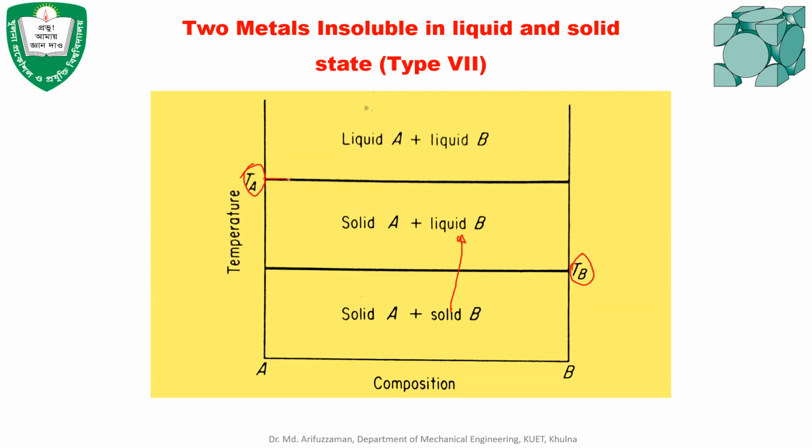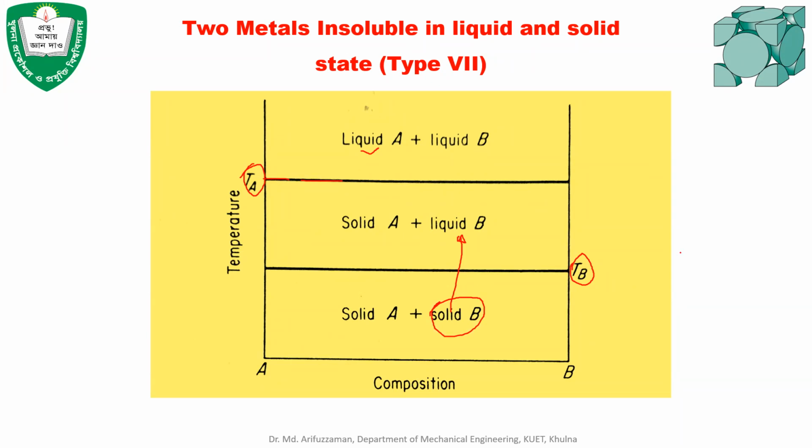And when the temperature reaches this temperature, solid A will be converted into liquid A, and they will stay separately. They will not mix with each other. And upon cooling, when you start cooling, then at temperature TA, solid A starts to solidify, and at the same temperature, solid A completely solidifies, but liquid B does not have any change. But when the temperature drops below TB, then solid B also starts to solidify.